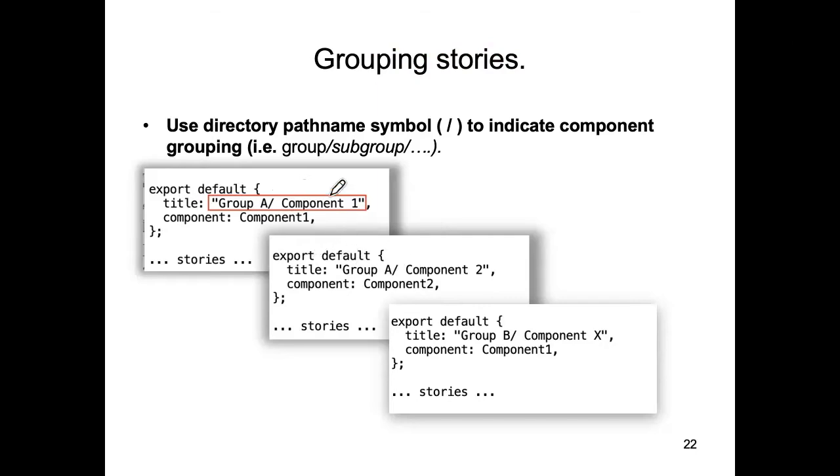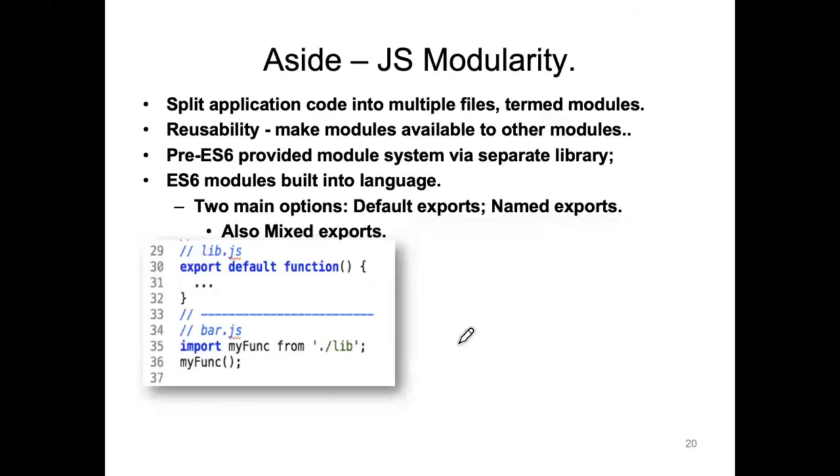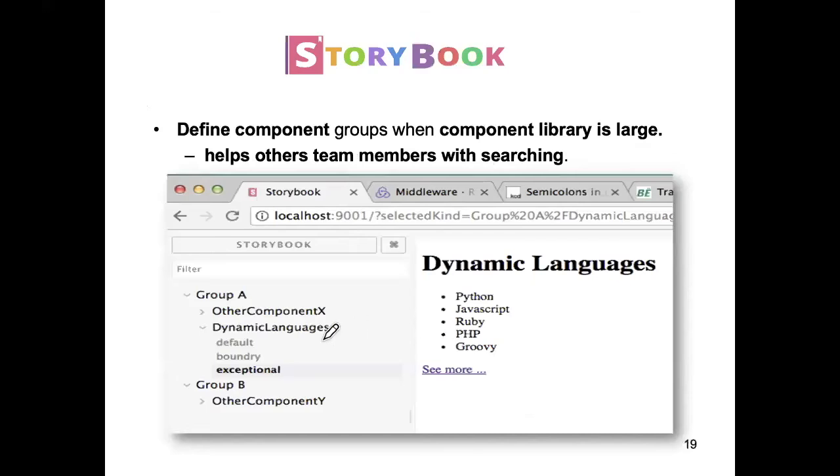So I've got a group A slash, and I've got another stories file that has group A slash. So it looks like these two stories relate to components that are in the same group. It's up to me to decide what the groups are. Whereas down here, I've got a component that's in a different group. So this slash is how the Storybook server works out how to render this stuff here and put them into groups.